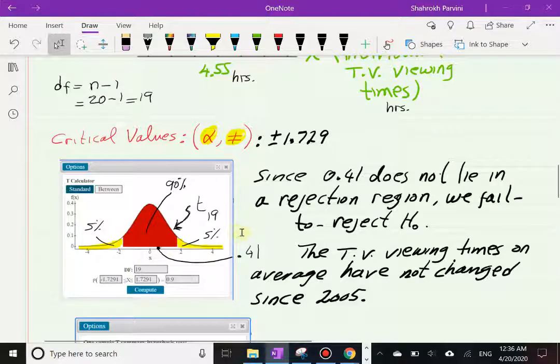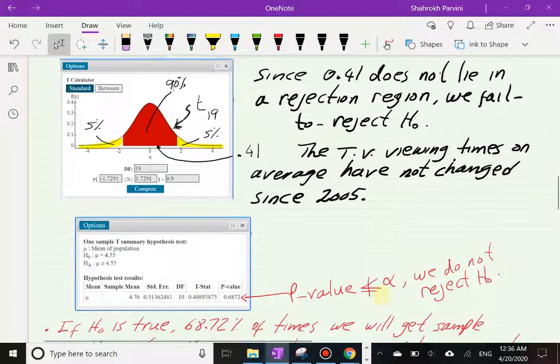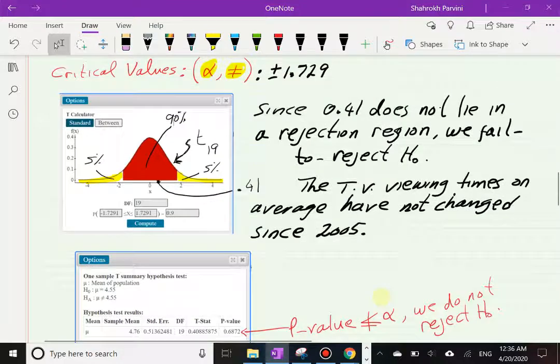So what is our decision here? 0.41 does not lie in any rejection region, the highlighted regions, so we do not reject the null. And our conclusion is that the TV viewing times on average haven't changed since last year. Okay. And this is the actual StatCrunch run of this exercise.